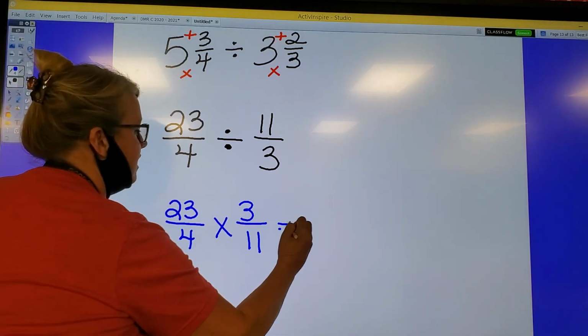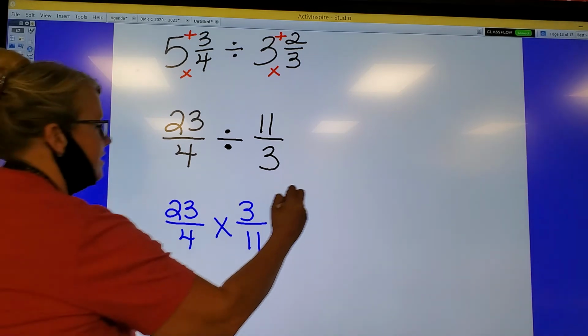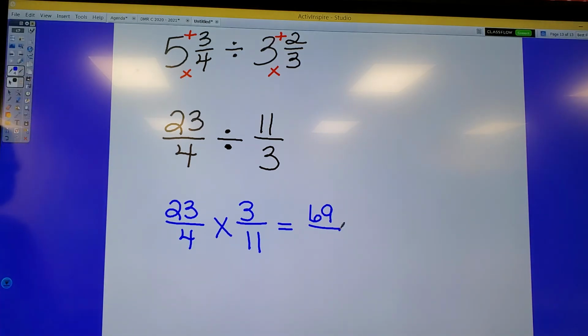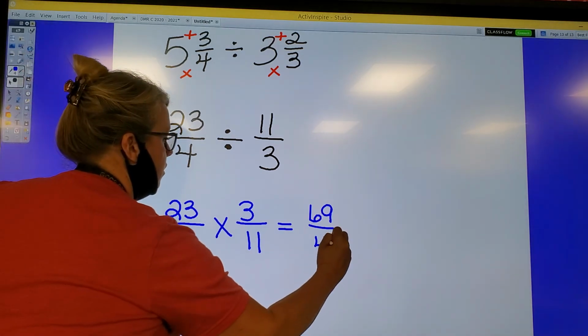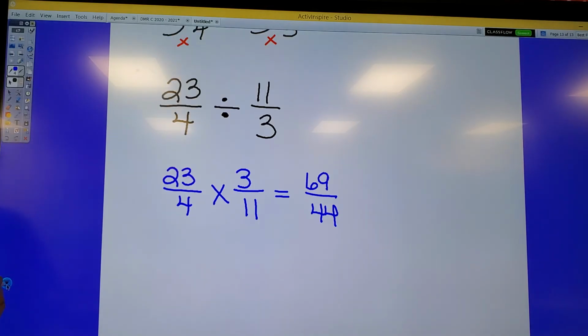I know we said that you could grab calculators if you had them, and I saw that on your Google Classroom, Miss Demeter put a Desmos calculator, so you can get to a calculator on there as well. But 23 times 3, those of you that either have a calculator or are pretty good with multiplying, what does that equal? 69. And then 4 times 11 is 44. Okay, this is improper. So we need to change this now into a mixed number.